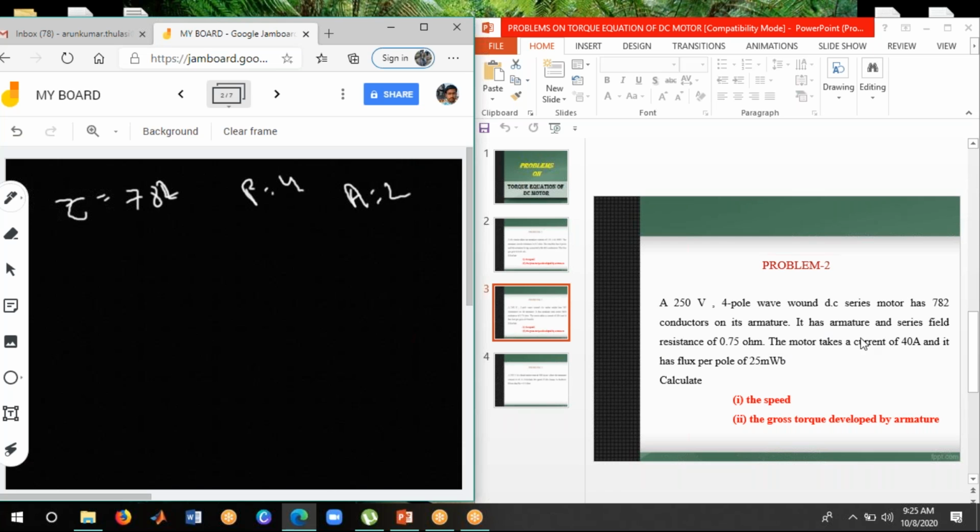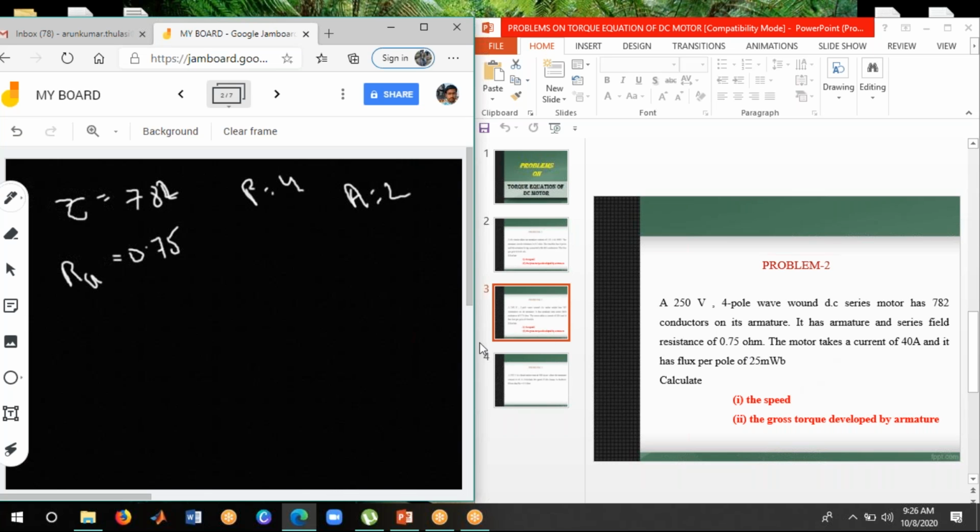Next one has the armature and series field resistance of 0.75. So RA plus RSE is 0.75. So it is a combination of RA plus RSE. Armature resistance and series field resistance together are 0.75.